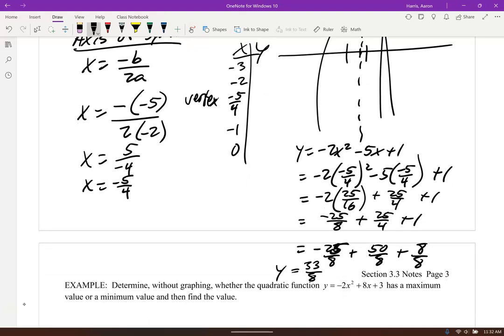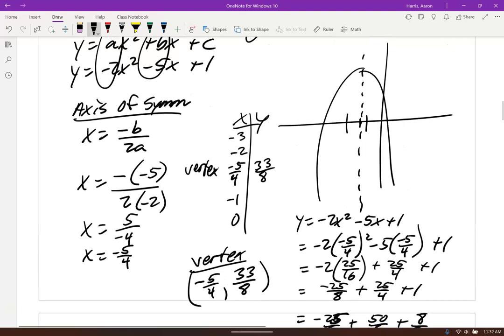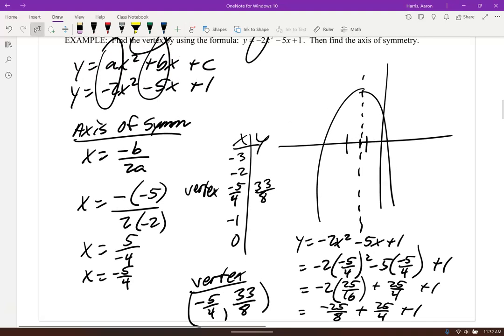So our vertex is -5/4, 33/8. Okay, so it's up like 4 and an 1/8. So I actually drew this okay. It's up 4 and an 1/8. That's where that vertex is, and then it opens down. Okay.